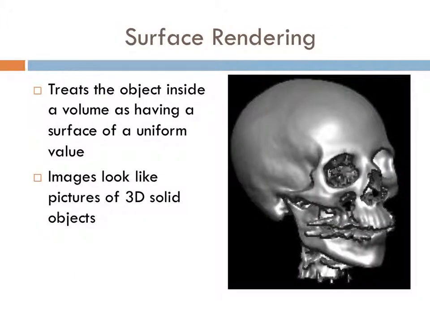So just a little bit more about surface rendering. Here's a great example. This is what it would look like. It treats the object inside a volume as having a surface of a uniform value, and images look like pictures of 3D solid objects.